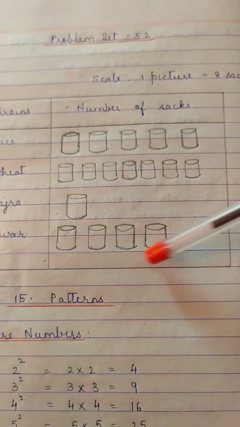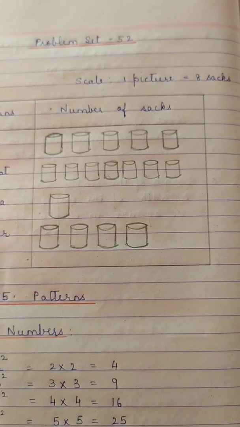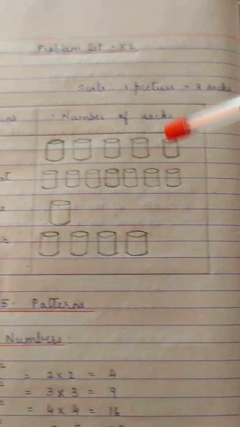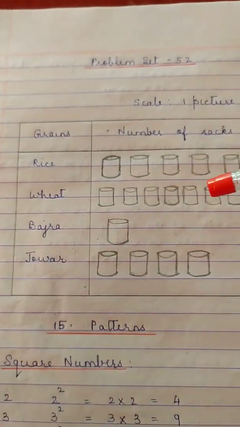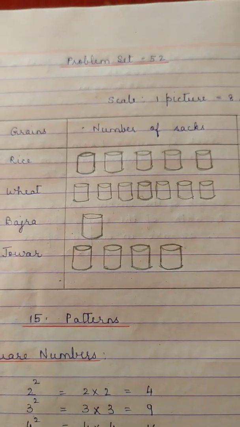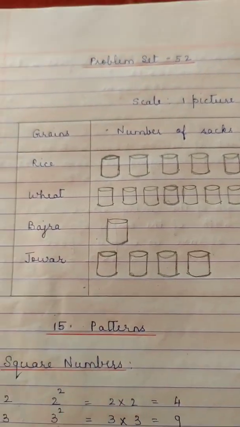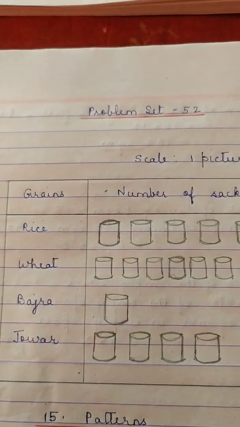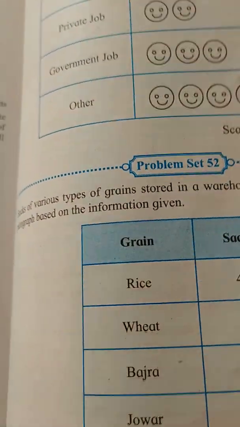Now what you have to draw, it is not compulsory that you have to draw sacks. You can draw something else also, but it is always preferable to draw something which is relevant to it. Now for example, for grains you will draw sacks, isn't it? Now, for the number of parents doing something with respect to students, that's why we took up smileys. Okay. So it should be something related to the topic that is given. So with this, we have done the first question of exercise 52.